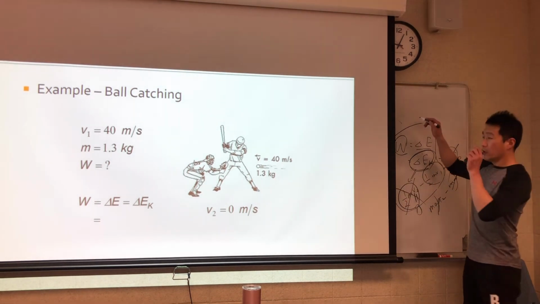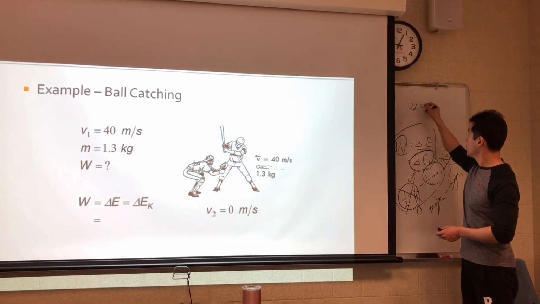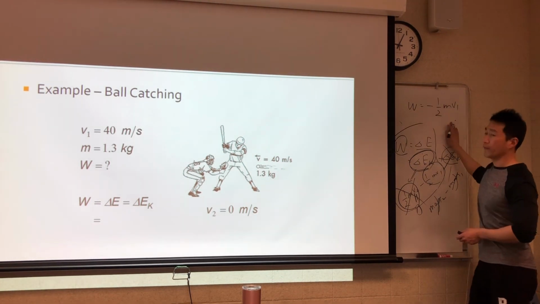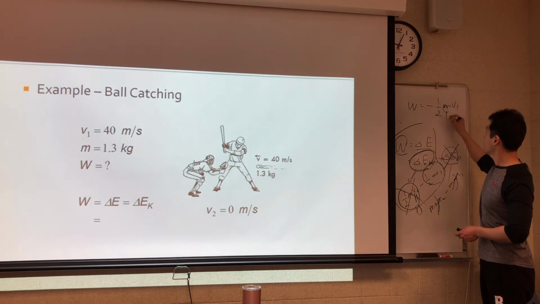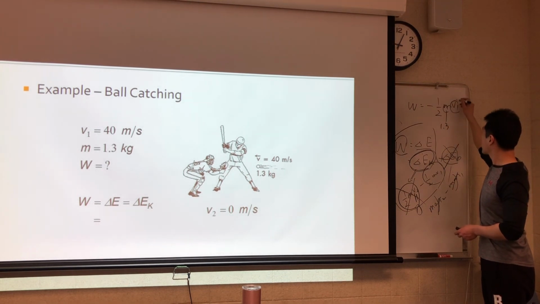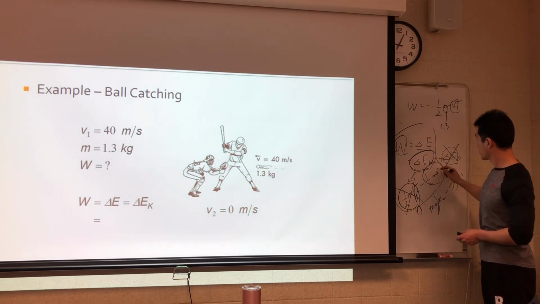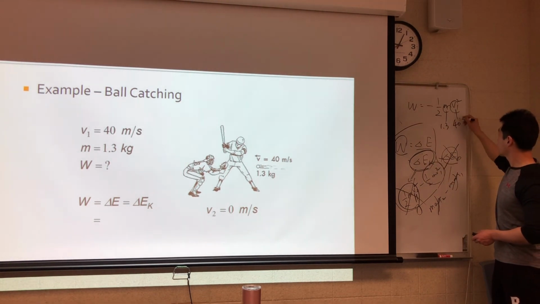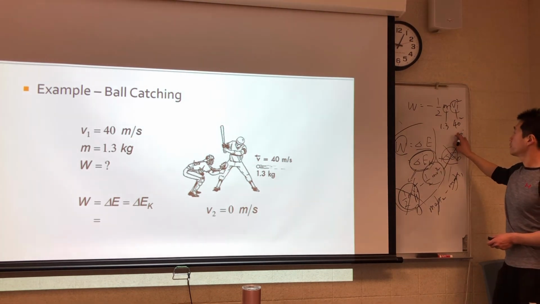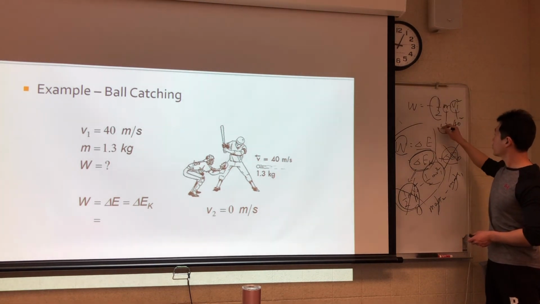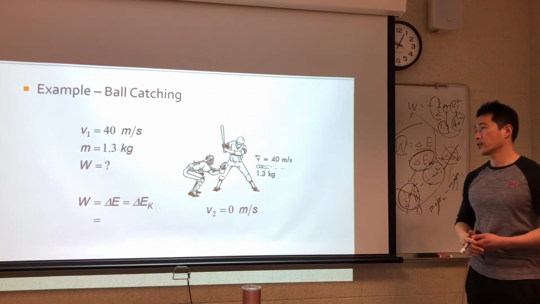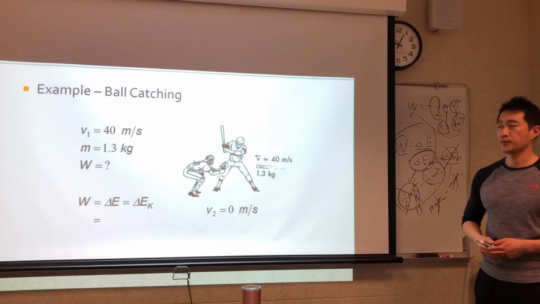Then in this question, work is equal to negative 1/2 mass times V1 squared. M is 1.3, squared. Don't forget squared, sorry. And then V is 40 squared. So negative 1/2 times 1.3 times 40 squared will give you the total amount of work required to catch this ball.